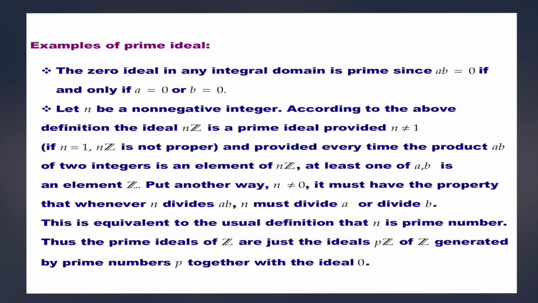Let n be a non-negative integer. According to the above definition, the ideal nZ is a prime ideal provided n is not equal to 1. If n is equal to 1, nZ is not proper.